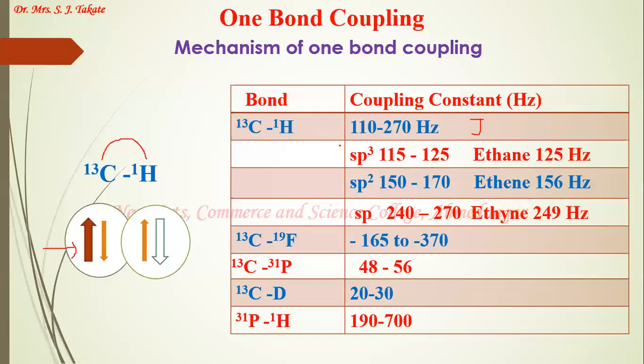character is changing, the coupling constant value is also changing. More the S character, more is the coupling constant value. Even we can look at these values, we'll notice that in general, one bond coupling constant values are higher values.